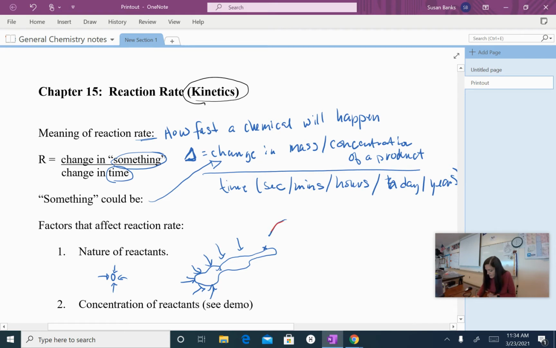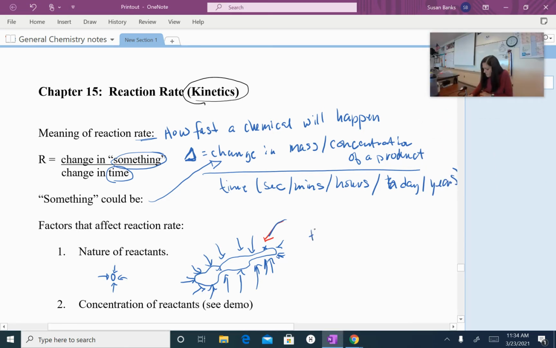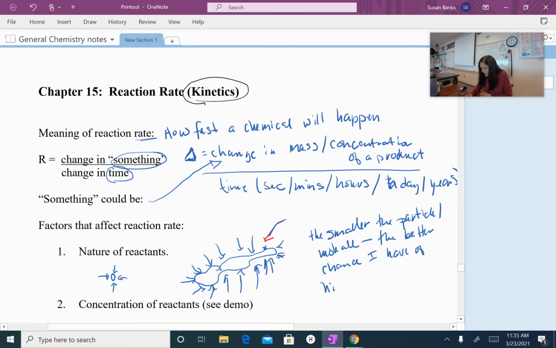I can hit this molecule all over, but I have to hit it, I should put this one in red, I have to hit it right here for it to work. But all these other places I can hit, that molecule is not going to work. It's not the active site of that molecule. So the smaller the molecule, the more chance I have of hitting the right place. So let's write that down. The smaller the molecule, and we can say particle or molecule, the better chance I have of hitting the right place for a reaction.